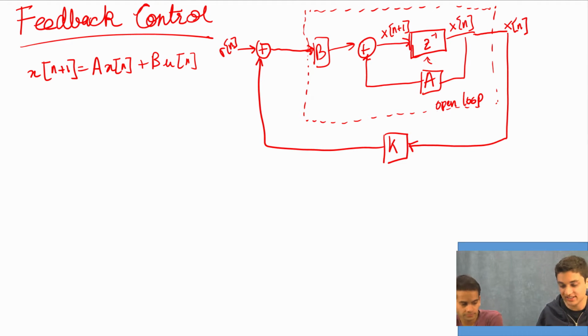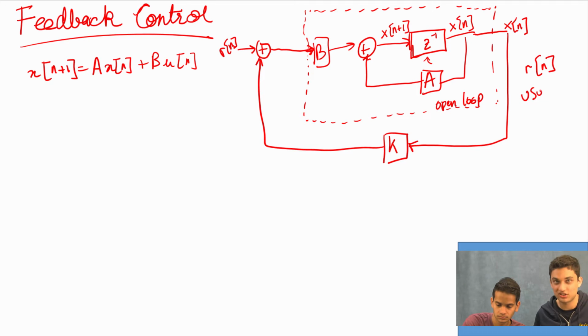Exactly. So r of n is, if you still like to continue having a knob, say if this system was connected to an output matrix and you'd want to somehow control the output in a particular way, that's where r of n comes into play. But for this class, usually r of n is 0.